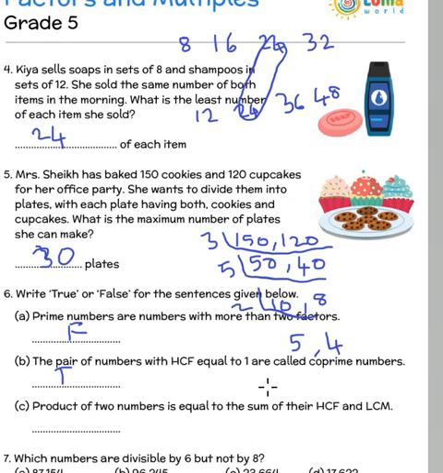Product of two numbers is equal to the sum of the HCF and LCM. So we are looking at the product of two numbers is equal to, is it the sum? No, it is not the sum and hence this is false.